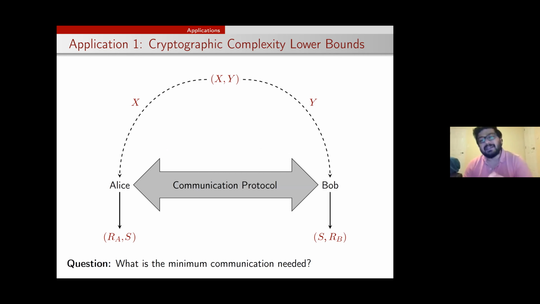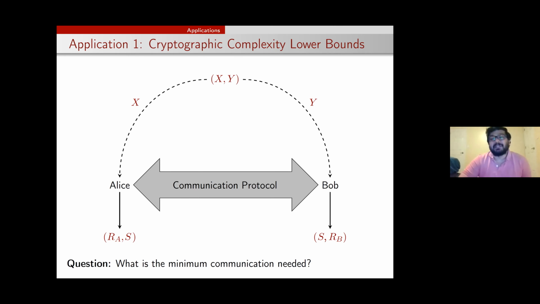So we consider a variant where Alice and Bob get the samples, but there is no Genie anymore. However, Alice and Bob participate in a communication protocol. And we can ask, what is the minimum communication needed so that Alice and Bob can extract the shared key S and individual independent private randomness, RA and RB respectively.